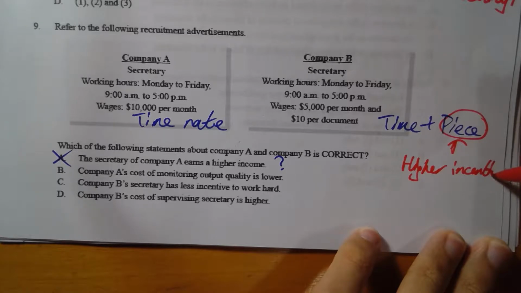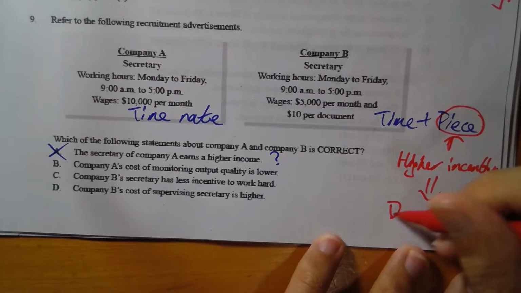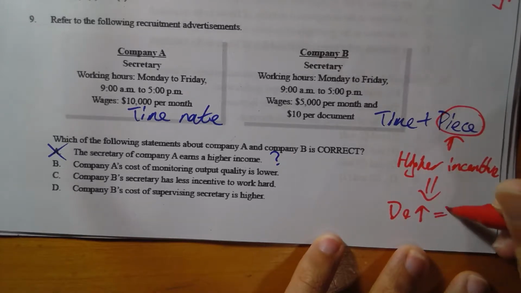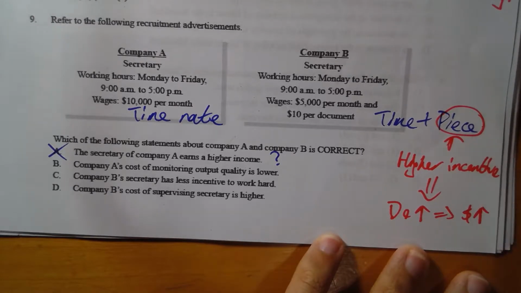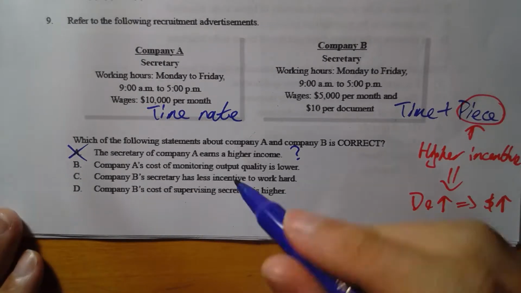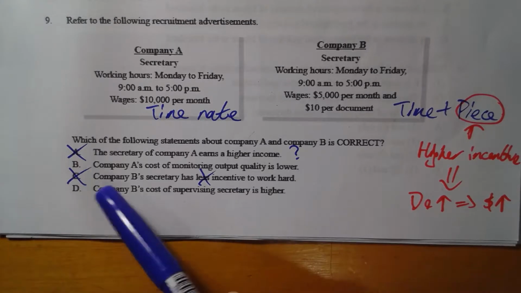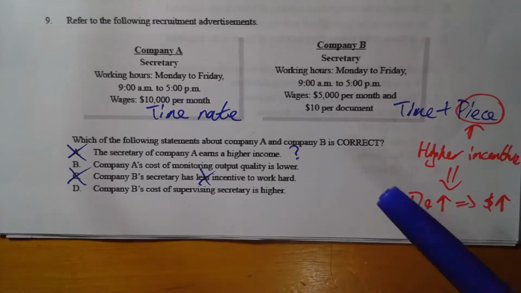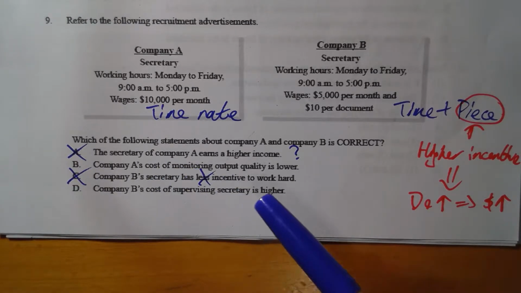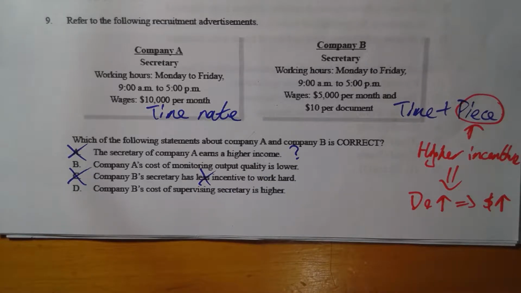係咪 incentive 應該高啲嘅？Reason is simple, right? Do more, earn more, right? I think this one is quite easy. So just the opposite should have higher incentive. Now, here, B, company A's cost of monitoring output quality is lower.